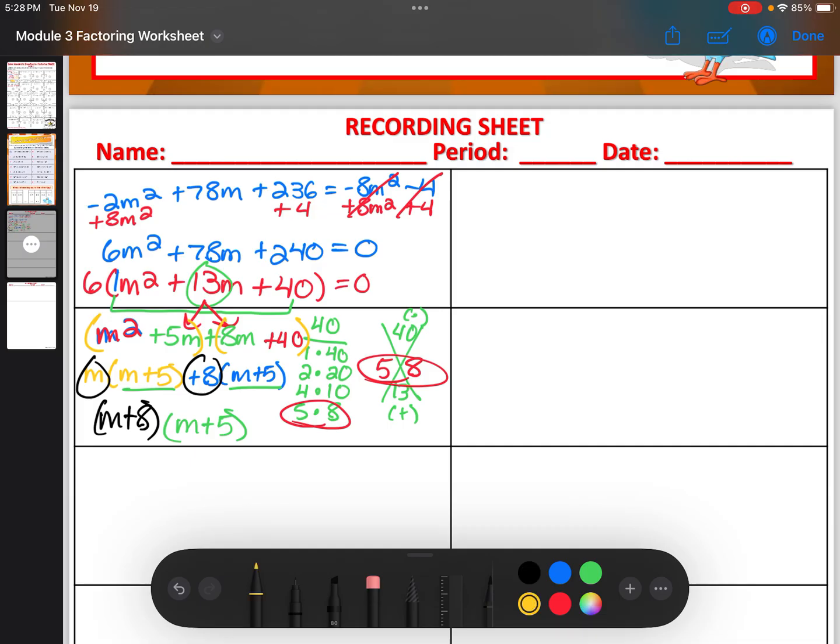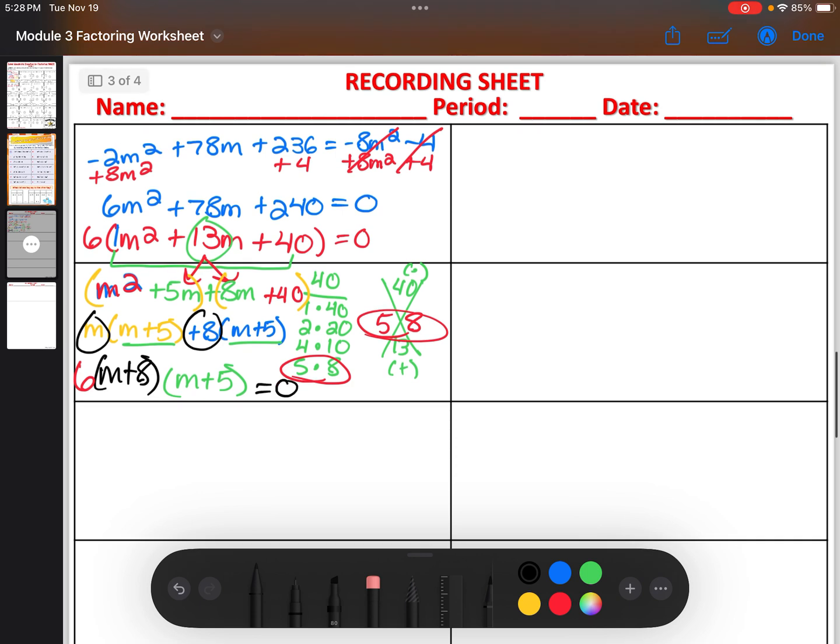Don't forget, we also still have that 6 that's multiplied out in front that we have in this step right here when we factored out the greatest common factor. So I'm going to rewrite that as well. Remember, all of that is equal to 0 when we solve it by factoring. So you are going to have m plus 8 equals 0, 6 equals 0, which we know doesn't work, and you'll have the other term, m plus 5 is equal to 0. When you solve all that, these will be your answers.